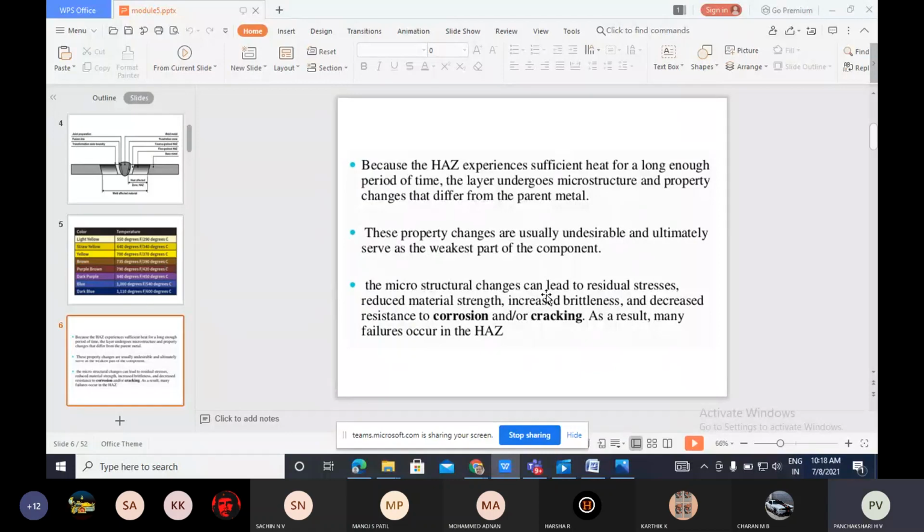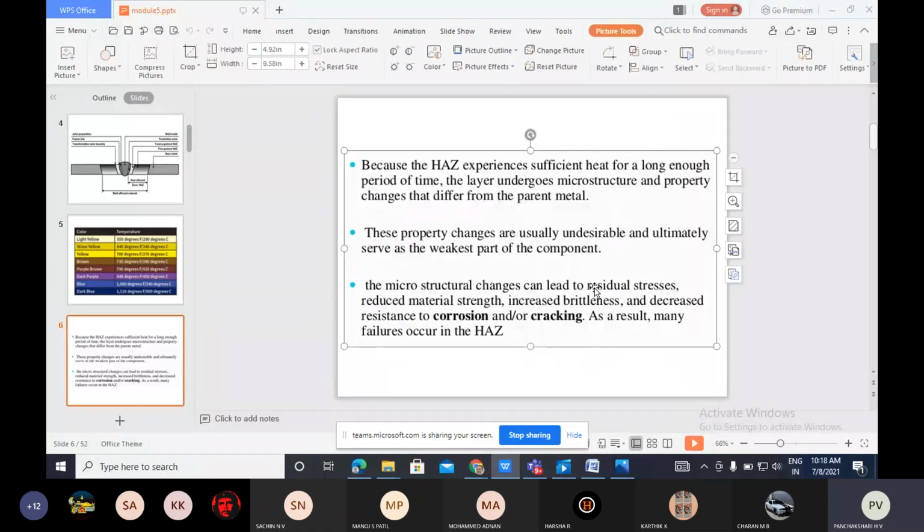The microstructural changes can lead to residual stress. We had discussed already the meaning of residual stress. Residual stress is the remaining stress within the material even after welding. The welding process is completed, but some amount of stress is remaining within the metal structure. This reduces the strength of the material. So therefore we have to remove or relieve this residual stress. How to relieve, we will discuss it.